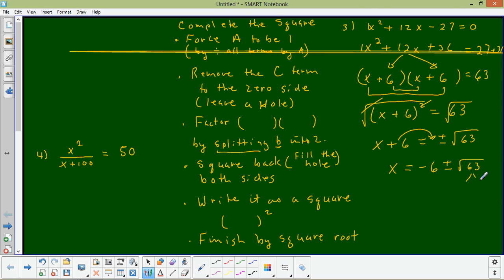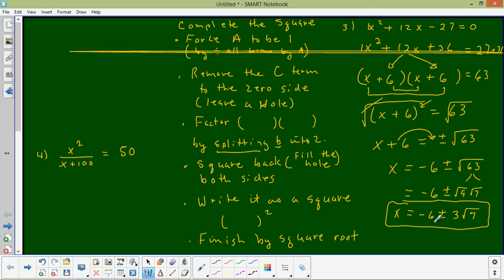Now, as it turns out, the square root of 63 has a perfect square in it. That's square root of 9 times square root of 7, right? Which gives me negative 6 plus or minus 3 radical 7. All fine and good. So here's our answer. In a written form, right, on a written test, there's your answer.